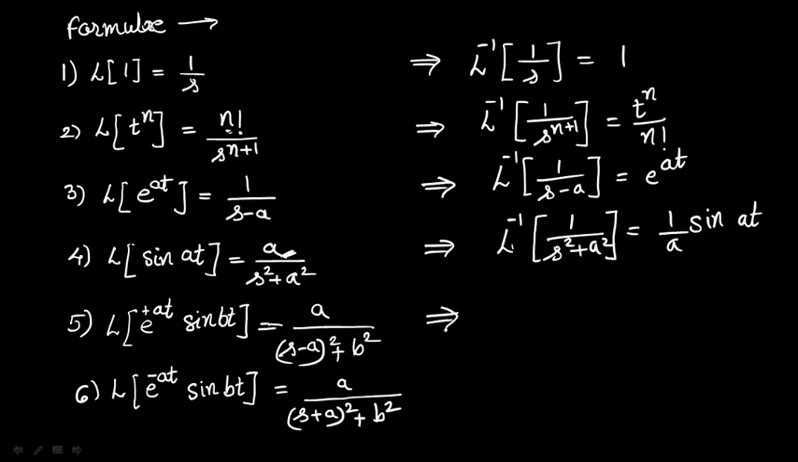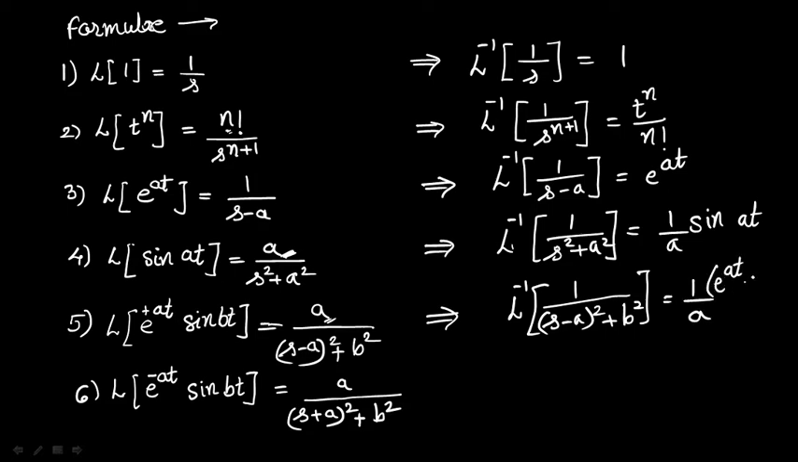Now, the fifth formula is by applying first shifting, that means Laplace of e to the power at into sine bt. Here, on the right hand side b is a constant value, therefore Laplace inverse of 1 upon s minus a whole square plus b square, its value equal to 1 upon b e to the power at into sine bt.